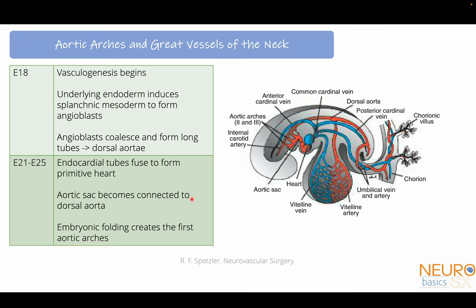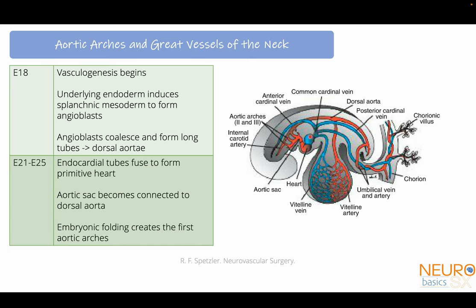Okay, so how do these vessels arise in an embryo, and what is the embryogenesis for cranial vasculature? So at day 18 of embryogenesis, the vasculogenesis begins. Here, the underlying endoderm will induce the overlying splanchnic mesoderm, and they will form angioblastic cells. So these angioblasts will join together, and they'll form two tubes known as the dorsal aorta.